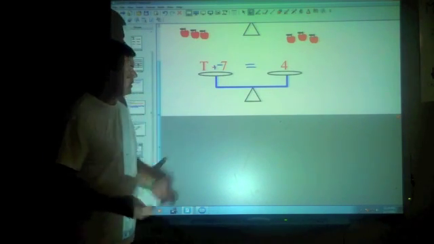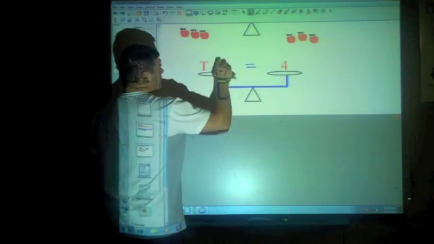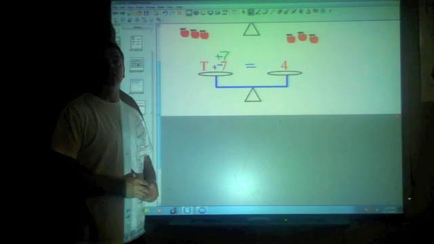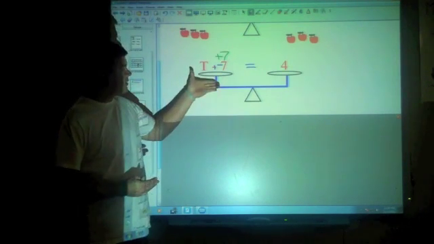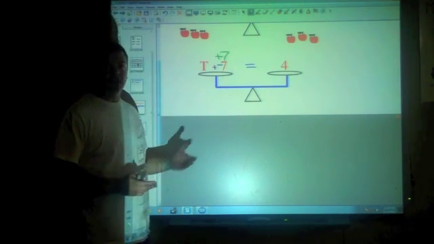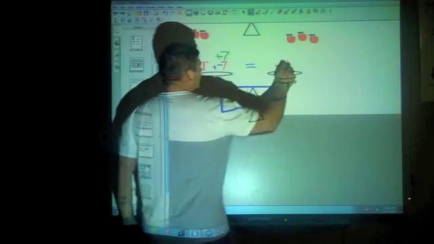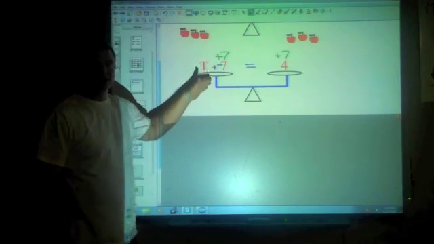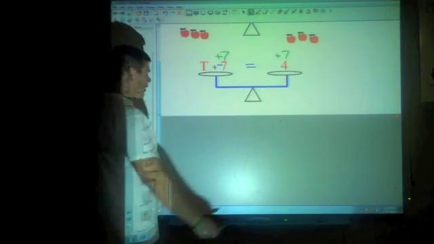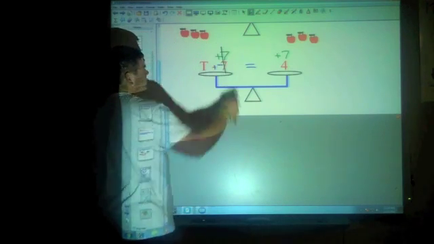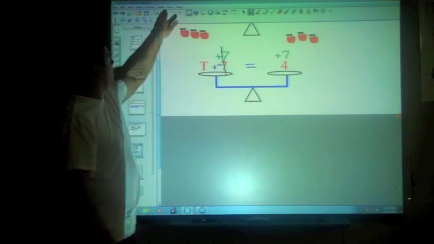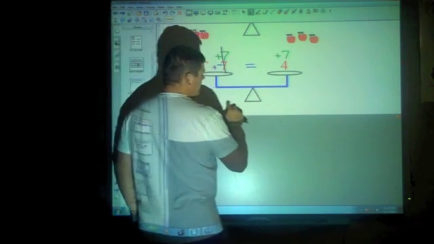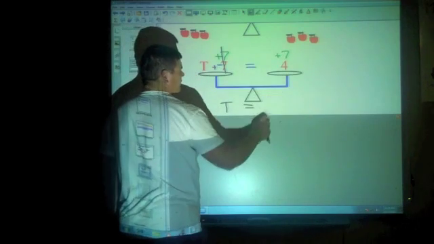A +7. Alright, so if I give a +7 to this side, then that +7 and this -7 are going to cancel out. But it wouldn't be fair to this balance scale if I only gave +7 to the left. I have to do the exact same thing and give +7 to the right. I must keep things fair. What I do to one side, I must absolutely do to the other. Now, these 7s and -7s cancel out, so they're gone. And I'm left with just plain old t. I've isolated it. Therefore, t now equals 11.